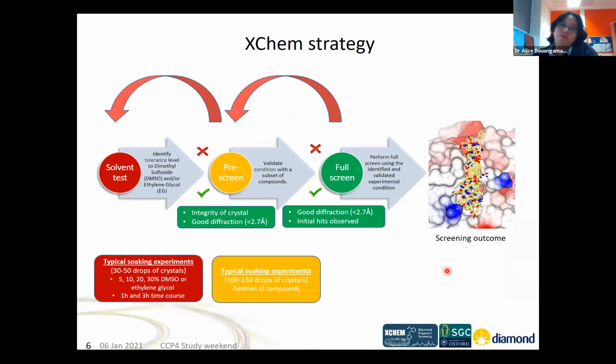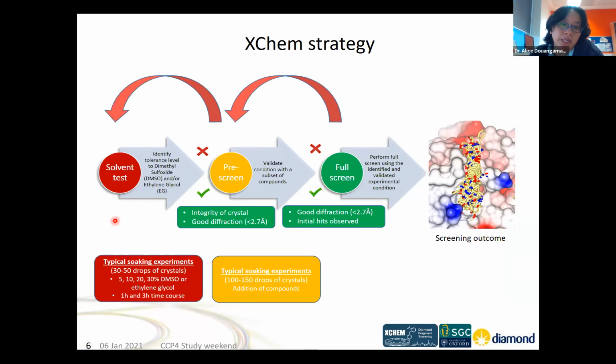Right, the strategy that we've put in place, having been through so many projects, we've realized that because beam time is precious, we need to fail early, or at least we need to evaluate the crystal system early. So we've divided the experiment into 3 steps. The first one is solvent test.